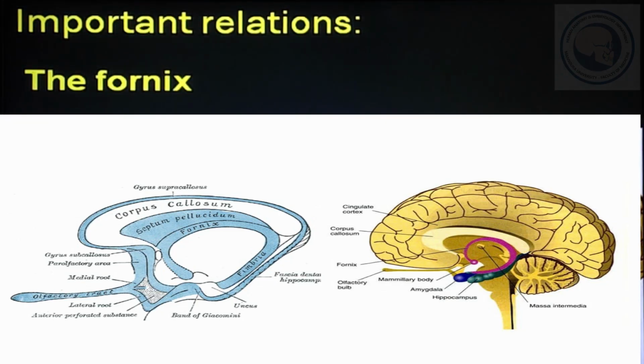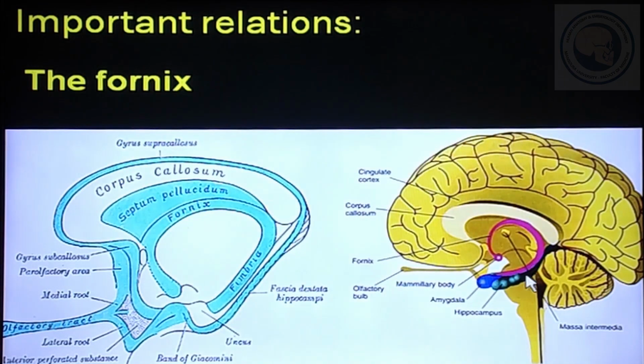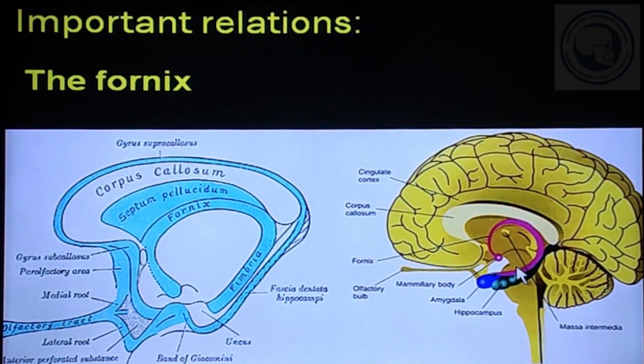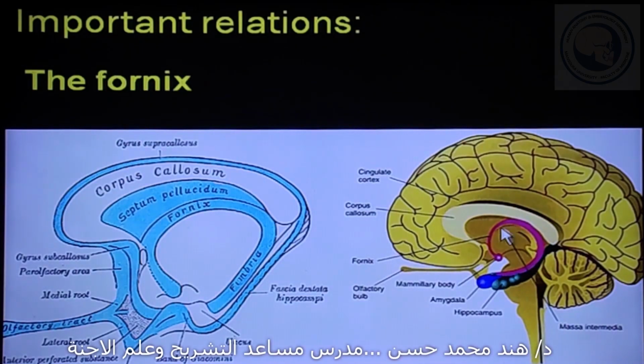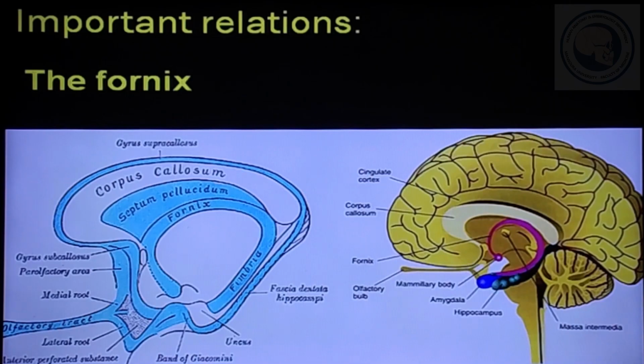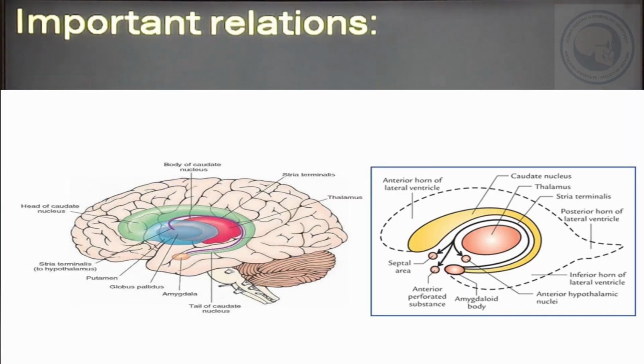Also, this is for the fornix. Fornix starts as fimbria, and fimbria covers the medial surface of the hippocampus. Then in the midline, you will find the body of the fornix that will divide into columns terminating at the mammillary body. This is the body of corpus callosum, and this is the body of the fornix. So this gap will be occluded by septum pellucidum, which is related laterally to both the anterior horn and body of the lateral ventricle. What about the stria terminalis?